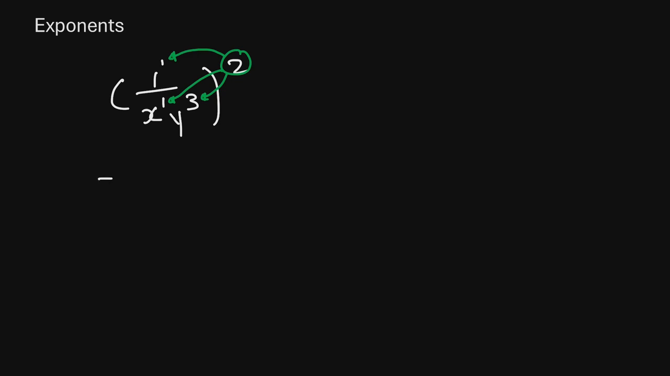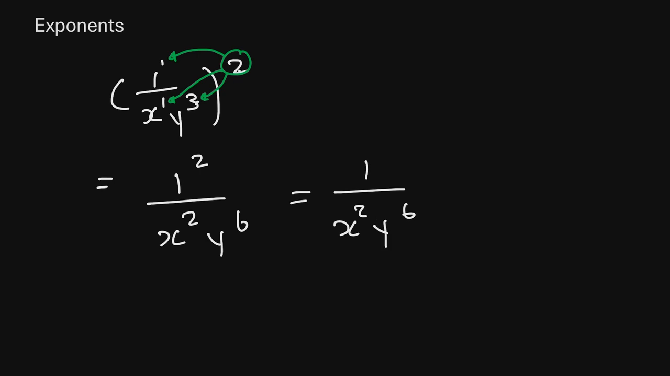So now the answer to this problem is just going to be 1 to the power of 2, and then x to the power of 2, and then y to the power of 6. Remember, this 2 will multiply with that 3 there. So that is why we have everything that we have. So now 1 raised to the power of any number is just going to be 1. So we know this is going to be 1 over x squared y to the power of 6.